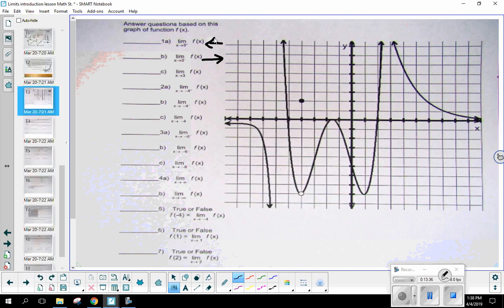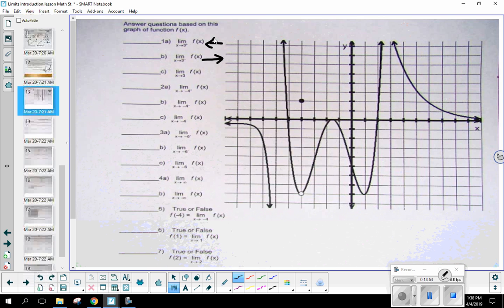Now, the limit tells me I would be approaching from both directions. But the limit only exists if I'm approaching the same value of y from both directions. So let's do number 1 together, and then I'll give you a few minutes to fill in the rest of them, and then we'll talk about it.